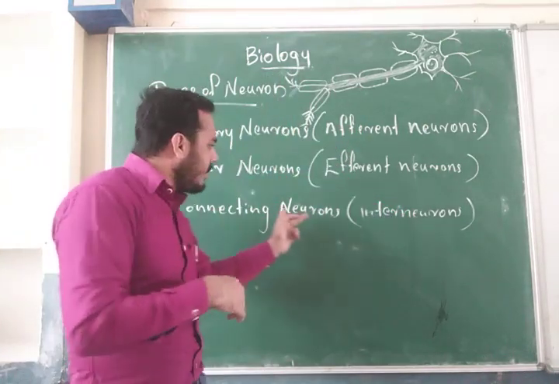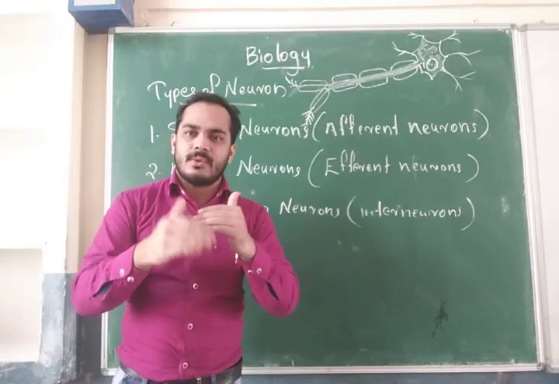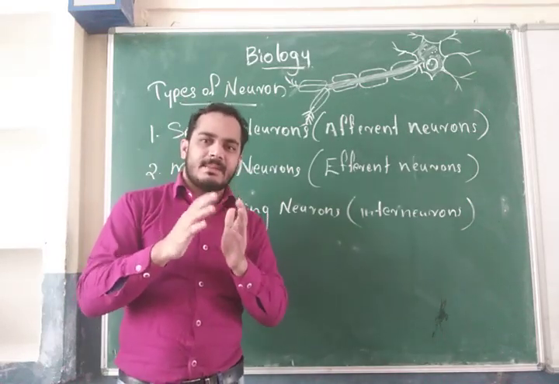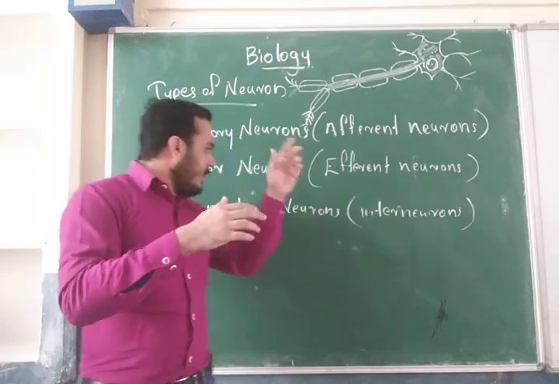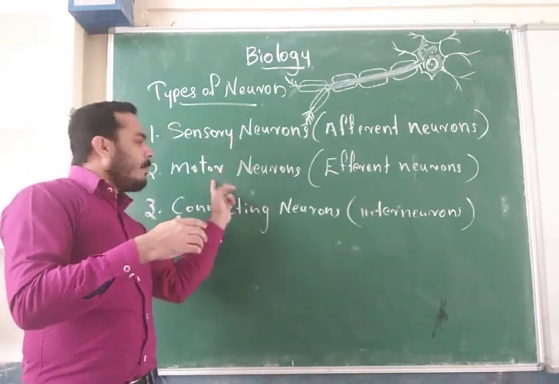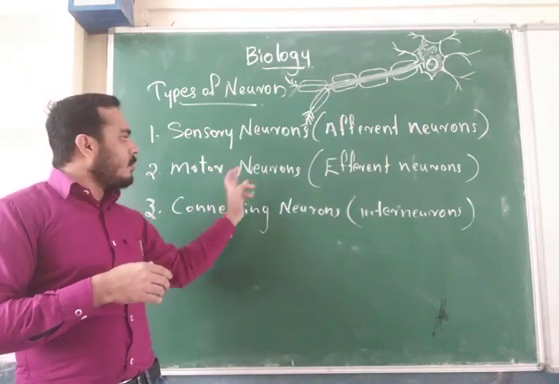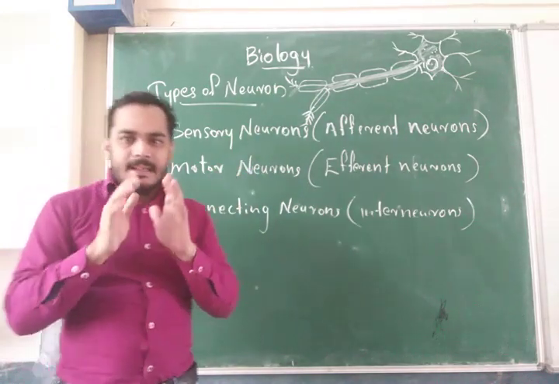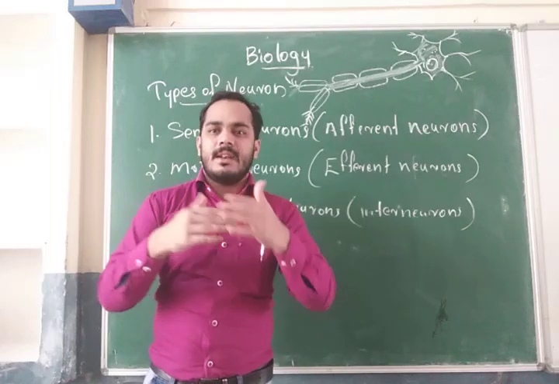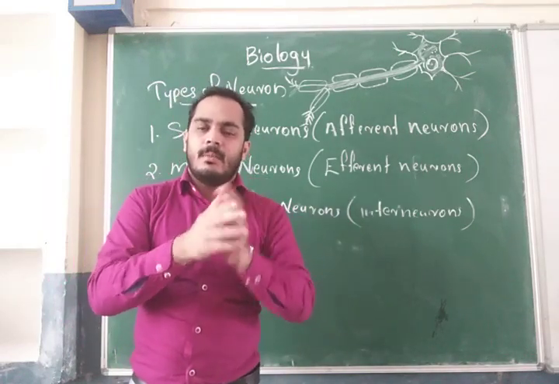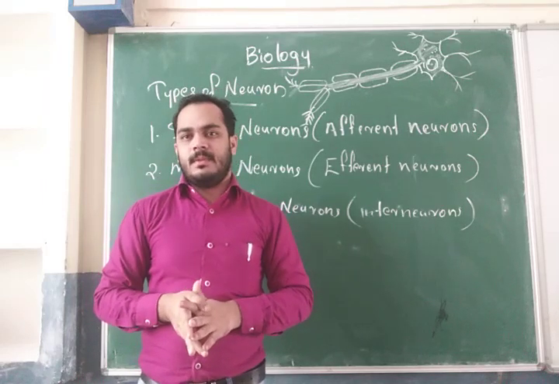Third one, connecting neurons, otherwise interneurons. It means the impulse is passed from a sensory neuron to a motor neuron. Sensory neurons to motor neurons. So that neuron is called a connecting neuron, the connection between sensory neurons and motor neurons.